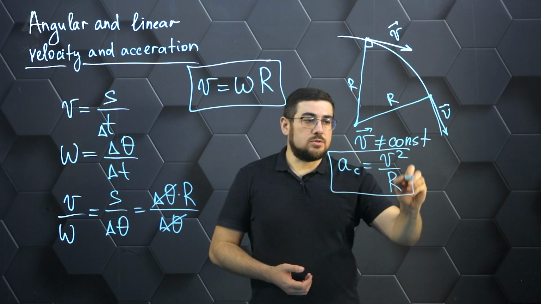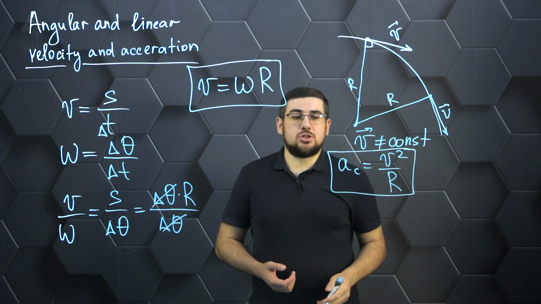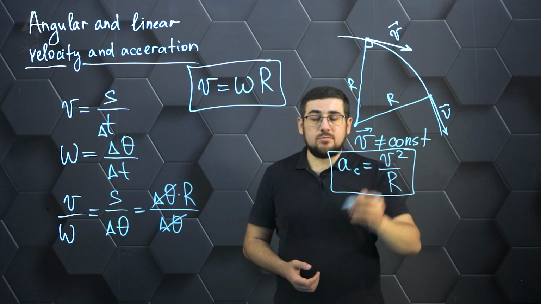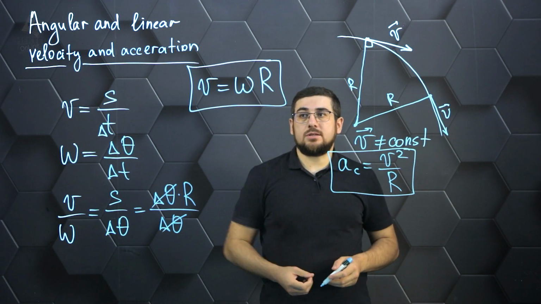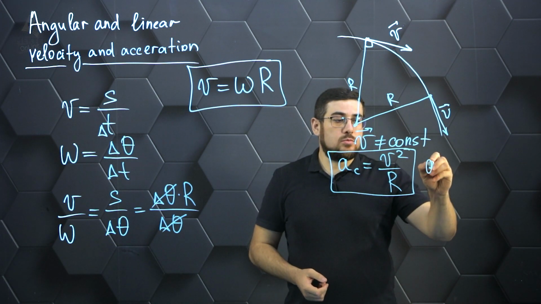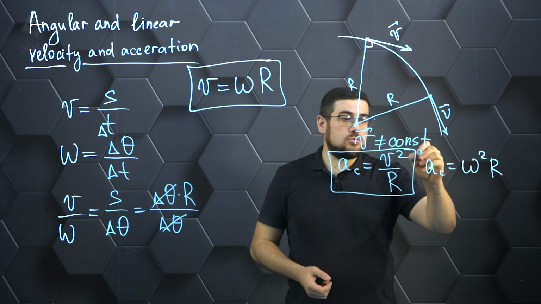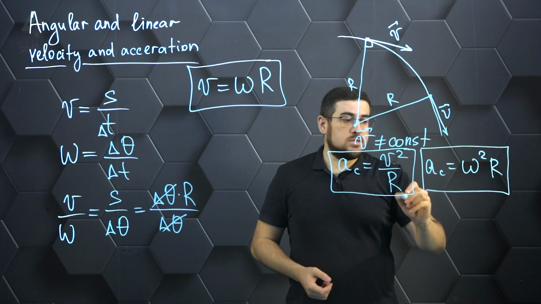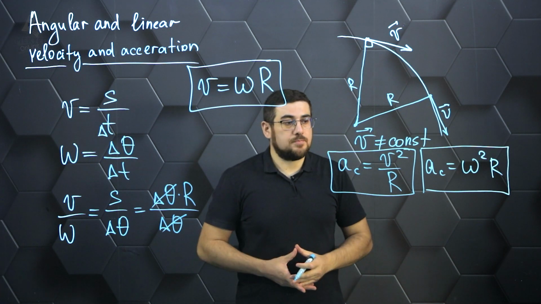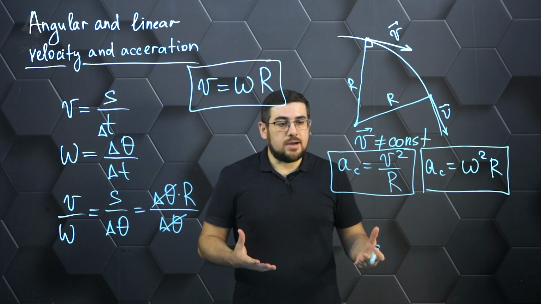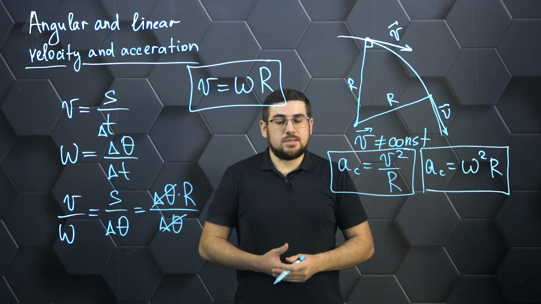That's the first formula we need to familiarize ourselves with. And then, of course, you can substitute the linear velocity with the relationship we already know to get the second formula, which defines the relationship between centripetal acceleration and angular velocity. Thus, we have obtained two definitions for the centripetal acceleration.